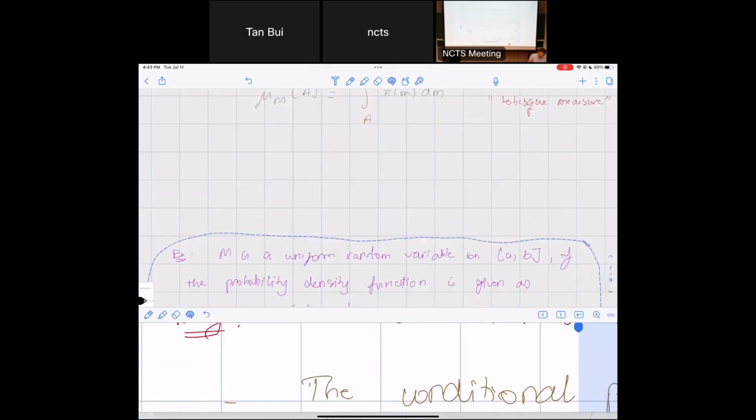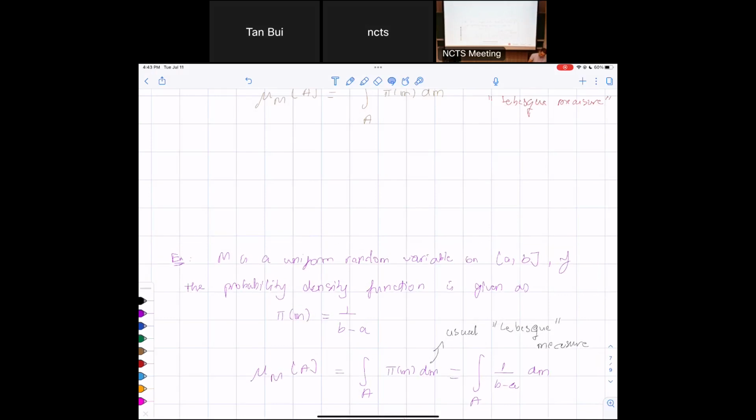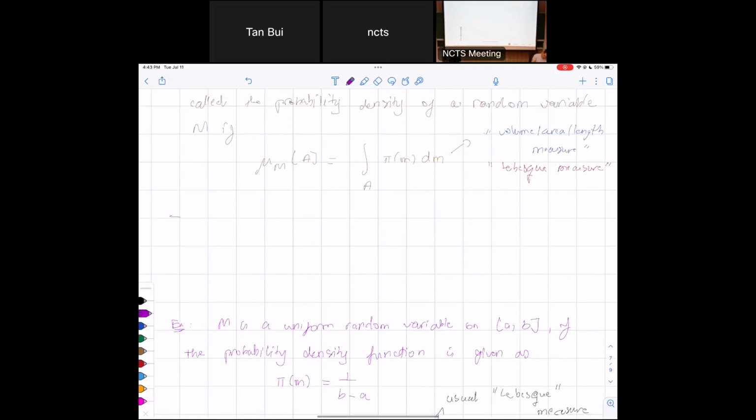Okay, so now we can sneak in what we just said. Therefore this implies that pi is a probability density, the density of the push forward measure mu_M with respect to the Lebesgue measure in the state space.